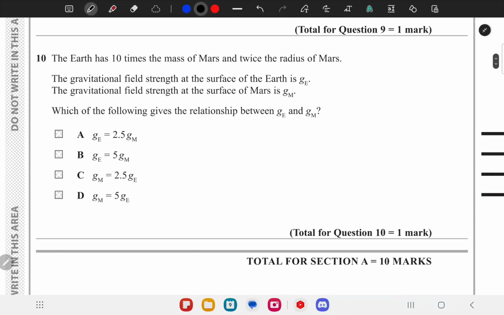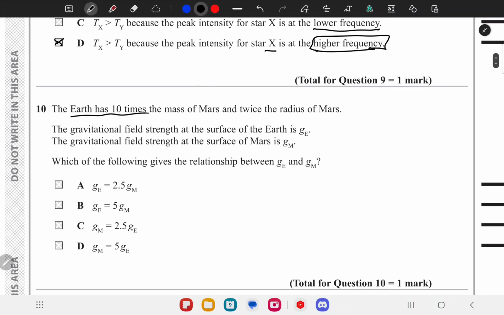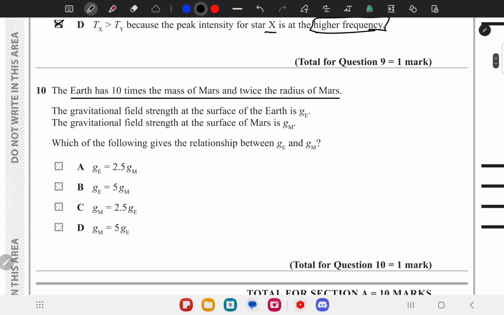Now for question 10, we are told that the Earth has 10 times the mass of Mars and twice the radius of Mars. We have to find the relationship between the gravitational field strength at Earth and at Mars. Now the gravitational field strength is the gravitational force per unit mass. g is gravitational force per unit mass.